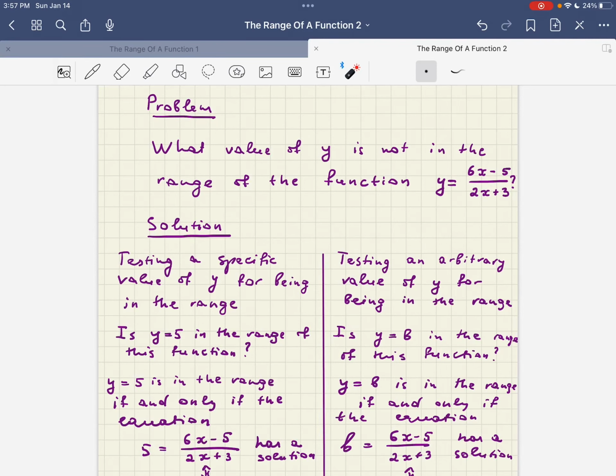Let's take a look at the following question. What value of y is not in the range of the function y equals (6x minus 5) divided by (2x plus 3)? First, let's look at how we can test a specific value for being in the range of this function.